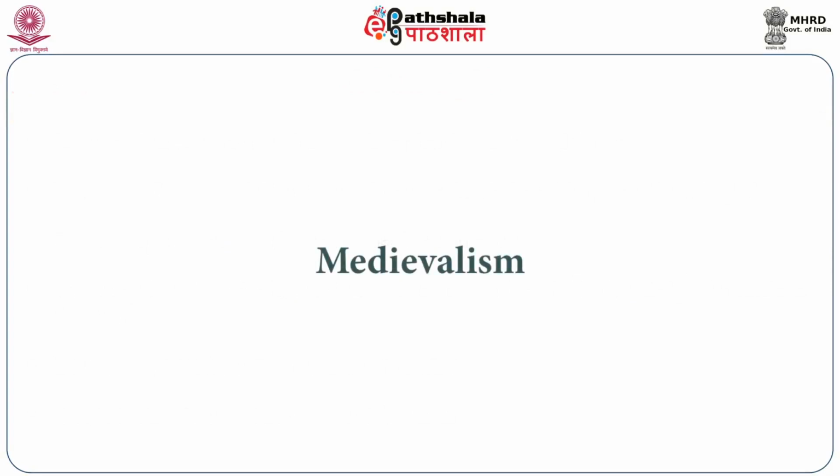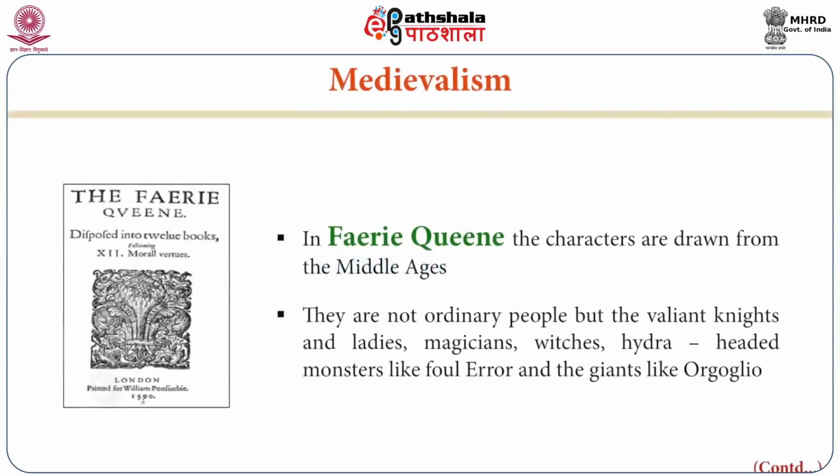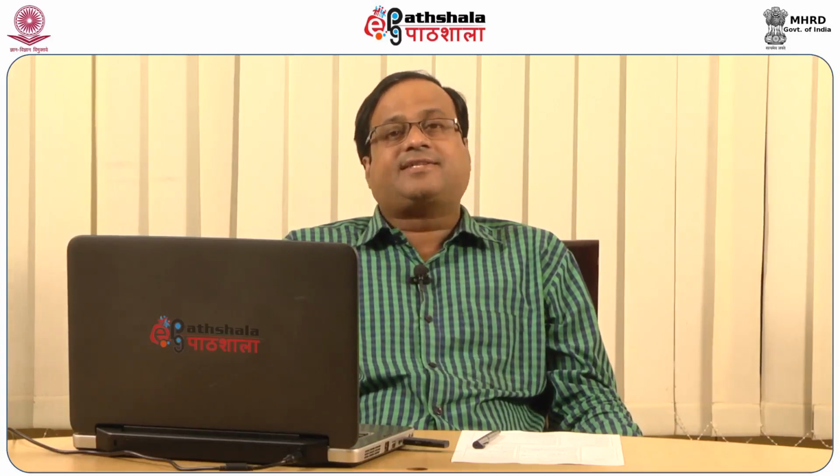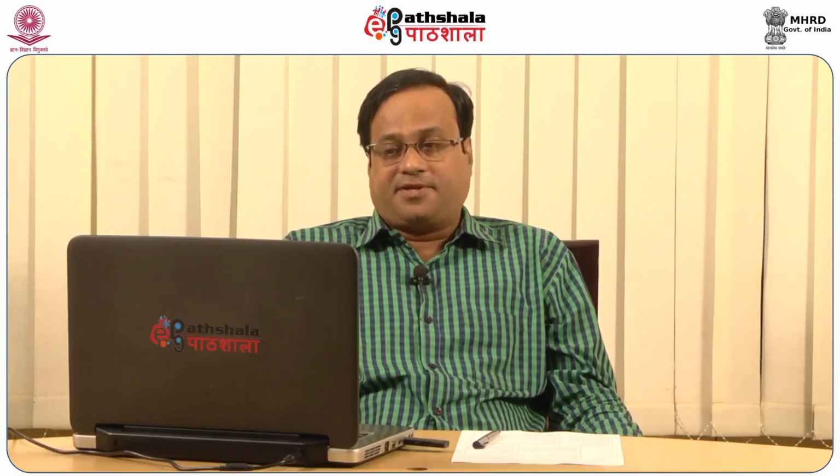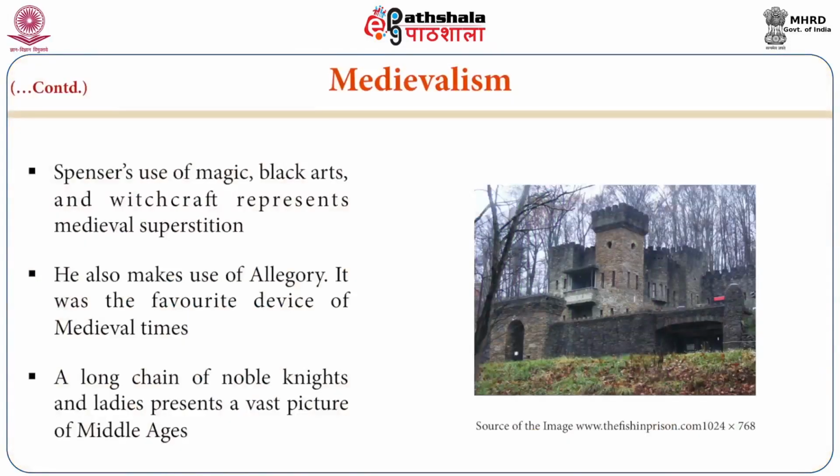Another important aspect that we relate with epic poem is medievalism. In the Faerie Queene, the characters are drawn from the Middle Ages. They are not ordinary people, but valiant knights and ladies, magicians, witches, hydra-headed monsters like Foul Error, and giants like Orgoglio. So you can easily understand they are not common people that we meet in everyday discourse. Medievalism is one of the key aspects of Spenser. That means digging out the Middle Ages atmosphere. Spenser's use of magic, black art, witchcraft represents medieval superstition.